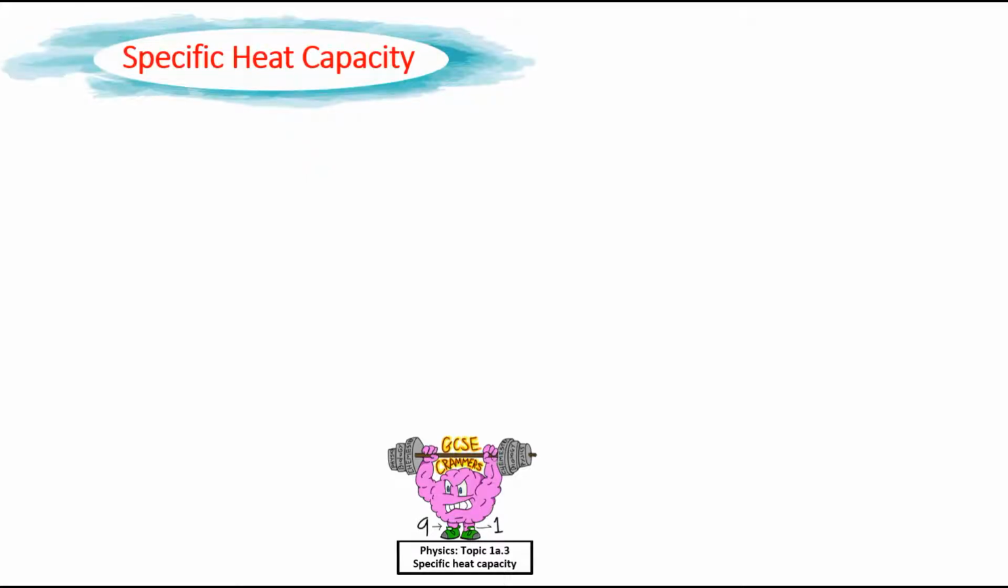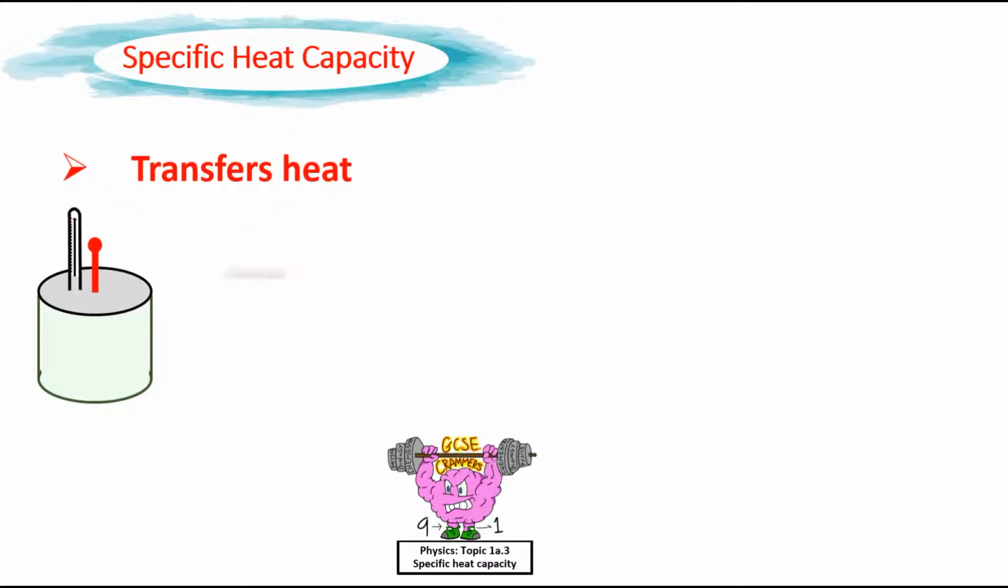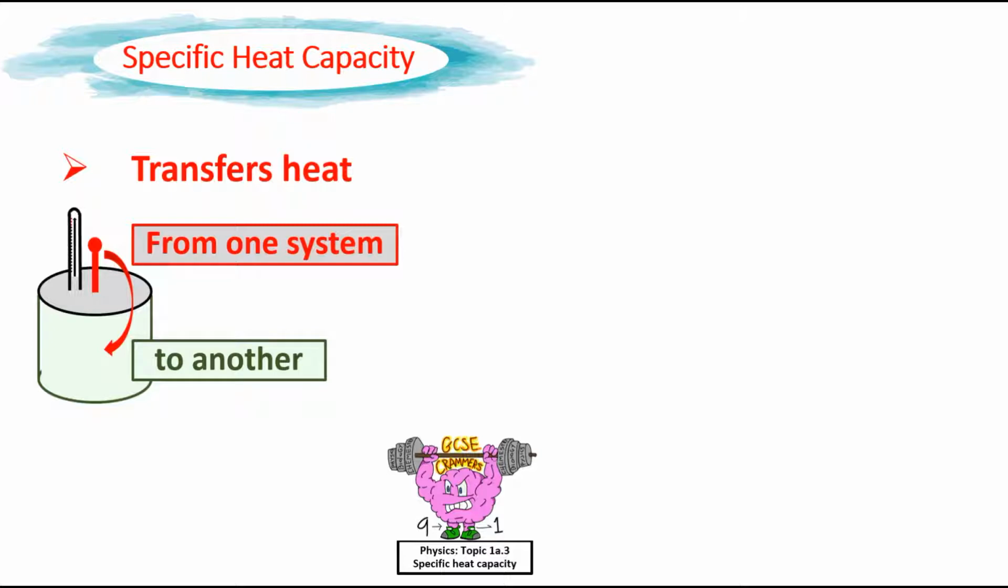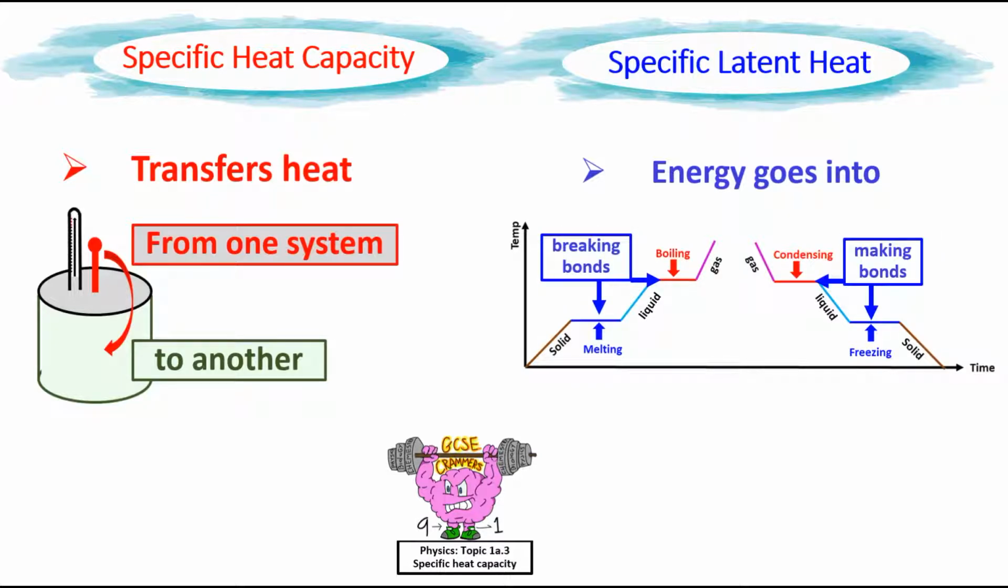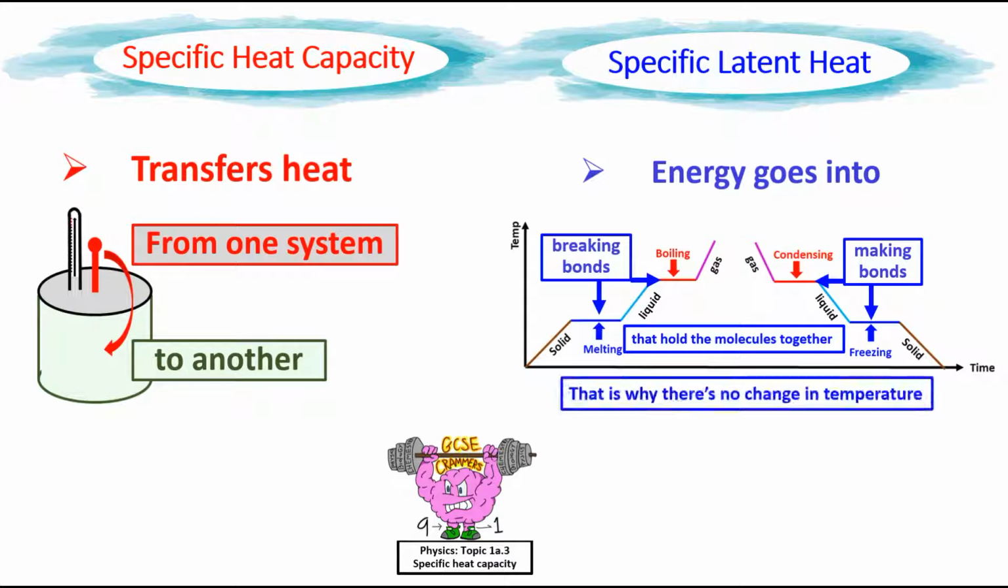Specific heat capacity transfers heat from one system to another, whereas with specific latent heat, the energy goes into breaking bonds or making bonds that hold the molecules together. That is why there's no change in temperature.